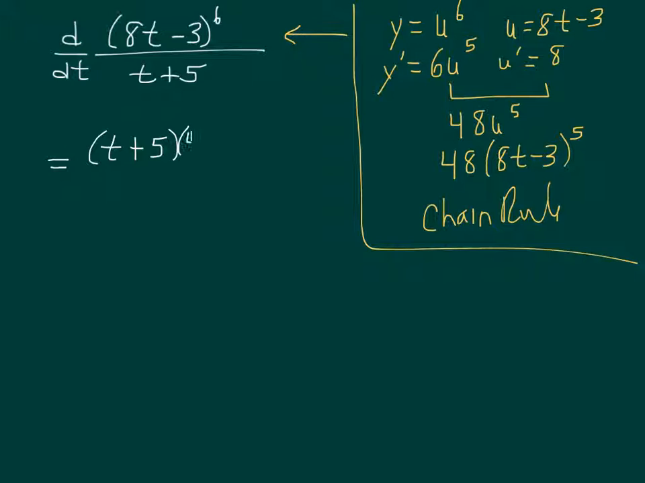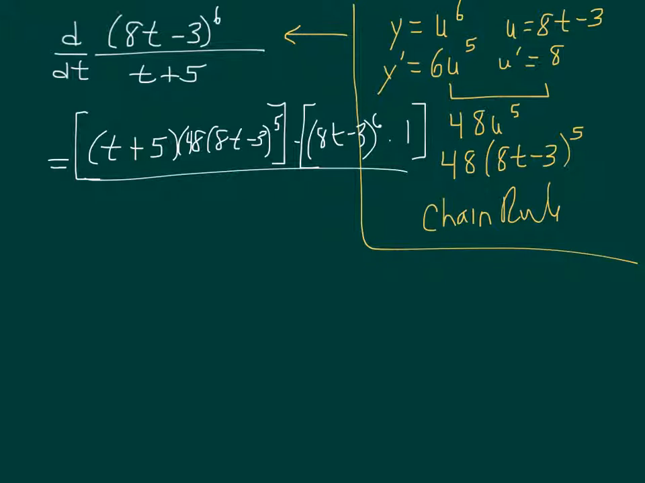So I'm going to have 48 times 8t minus 3 to the 5th, minus, leave the top alone, 8t minus 3 to the 6th times the derivative of the bottom, which would just be 1, because the derivative of t would be 1, and then you square the bottom.